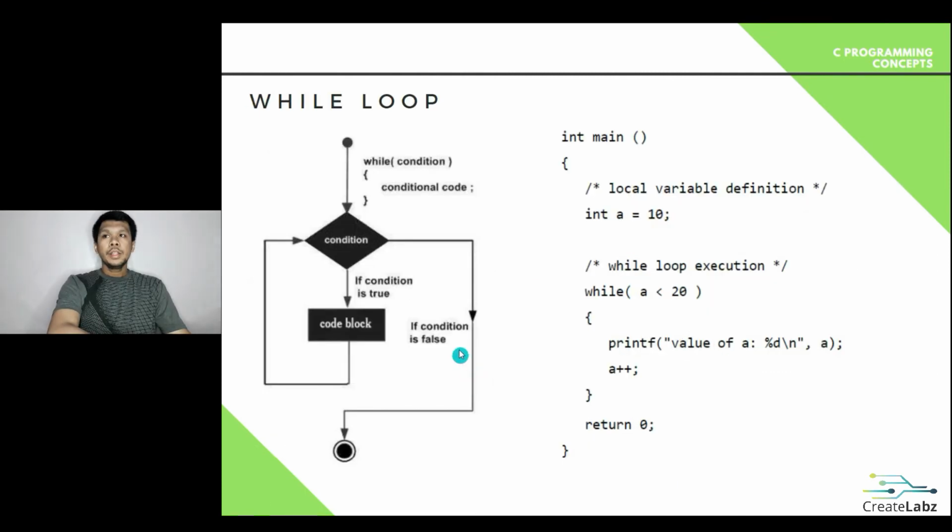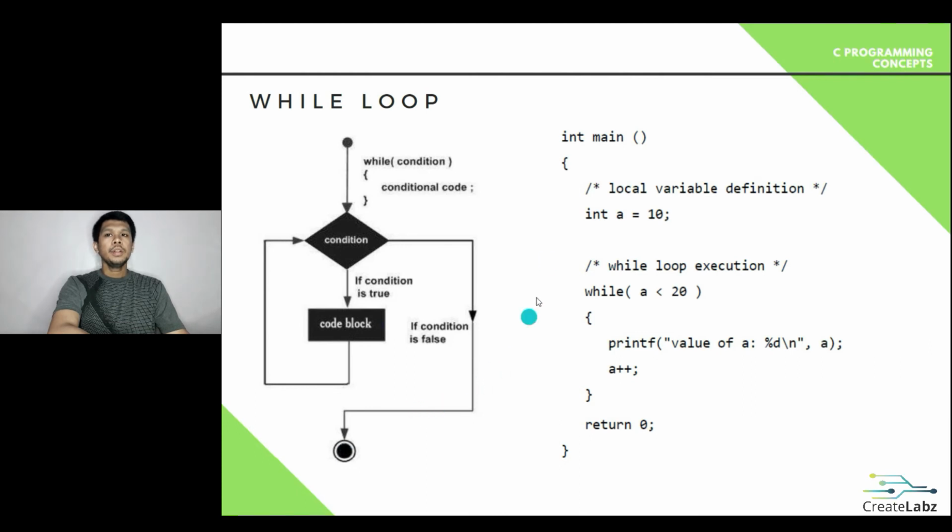For while loop, this is the syntax. While, open and close parentheses, and the condition inside, open and close curly brace, and then the conditional code inside. When the condition is true, it will do the code block. As long as it is true, it will do the code block. So it will just repeat as long as it's true. When the condition becomes false, then it will exit and go to the next line of code.